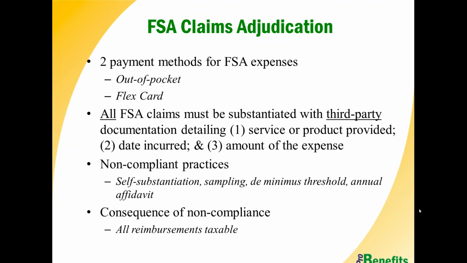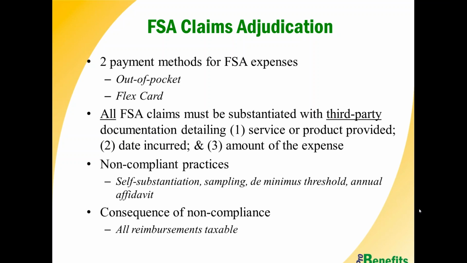Another thing some other administrators may do is sampling, and sampling is, again, specifically rejected by the IRS. Sampling is only asking for substantiation of a certain number of claims. For example, half of the claims the administrator will ask for substantiation, and the other half they will simply approve without substantiation. That sampling may be done by some other administrators, but is specifically rejected as a compliant method of claims adjudication.